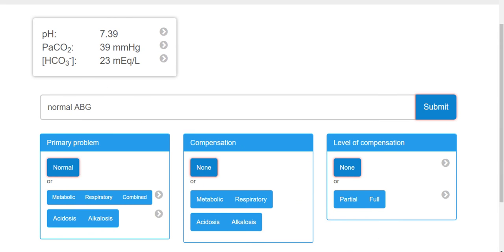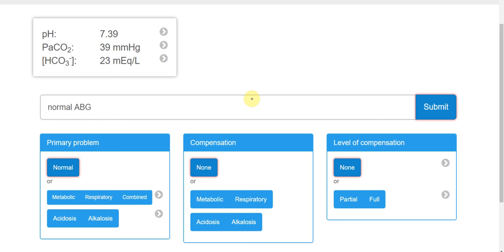All right, so now we have 7.39. This is a normal pH. It is maybe a little bit towards the acidic side because it is under 7.4. Because it's so close to normal, I kind of have to let it err towards that side. Actually, it's 7.39, which means it is normal.